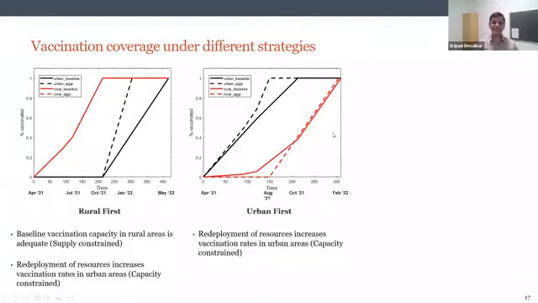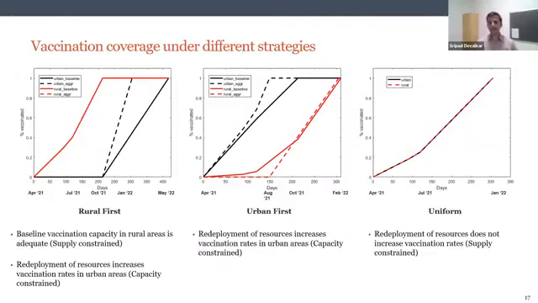So under the baseline and aggregation scenarios, rural populations get fully vaccinated by February of 2022. However, the manner in which this vaccination progresses is different under the two scenarios.